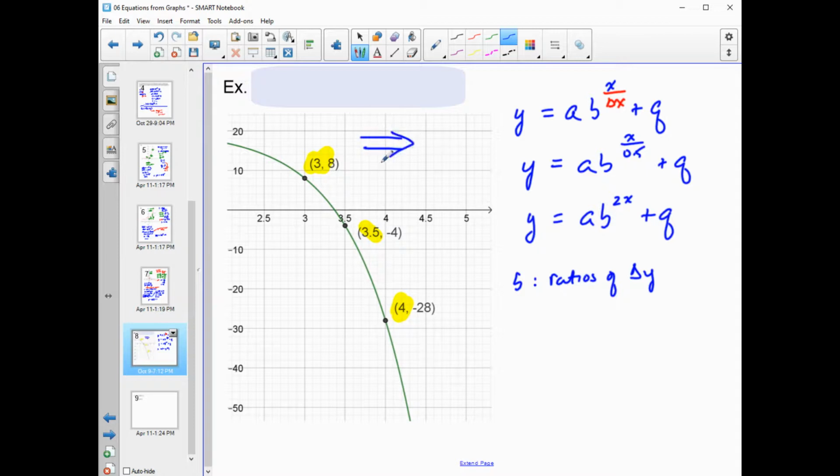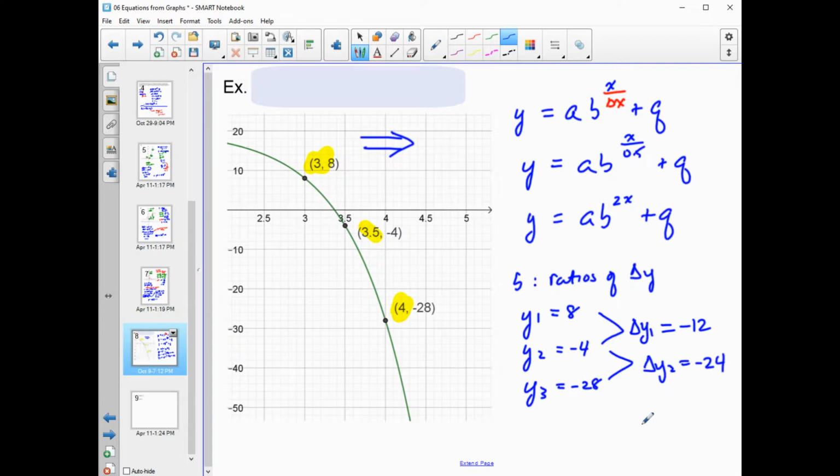Reading from left to right, the first y coordinate that I encounter is 8. The second y coordinate is -4. The third y coordinate is -28. Those give me the deltas. The first delta is -4 minus 8, which is -12. The second delta is -28 minus -4, which is -24.